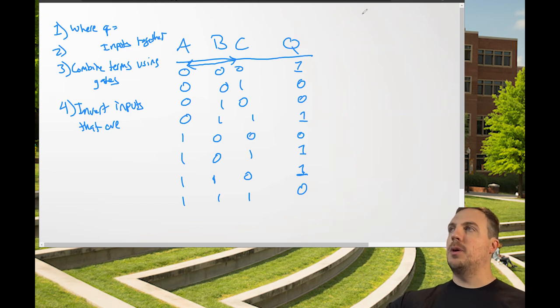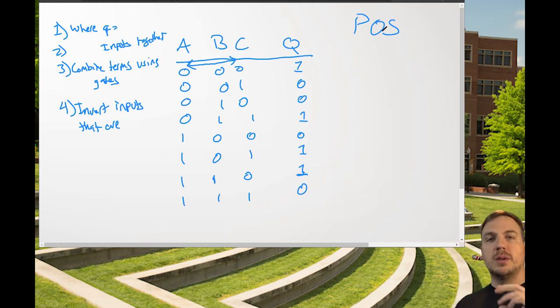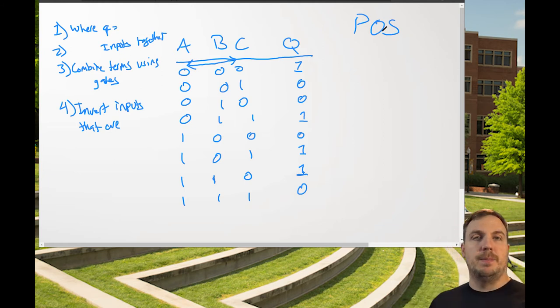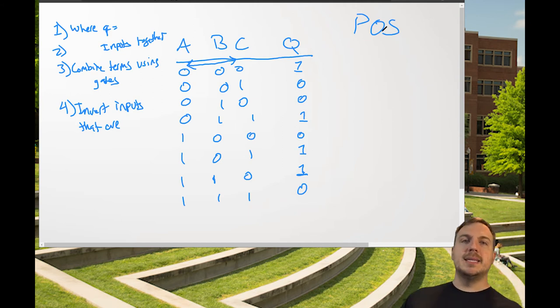POS form is products, so that's the AND gates, of the sums. In this case, what we have to do first is the addition. So you'll see a lot of parentheses in the products of sums form. Now remember, in sum of products, we looked at where the output was 1. But essentially, we're going to use what's called De Morgan's Law to invert all of this information. In De Morgan's Law, wherever we had an inversion, we take it away. Wherever there was none, we add an inverter.